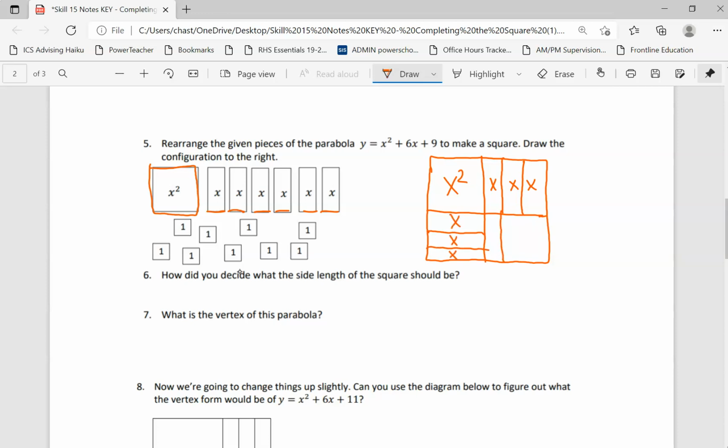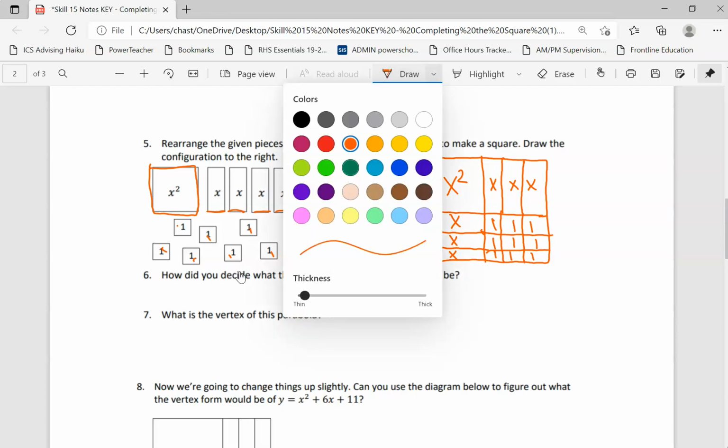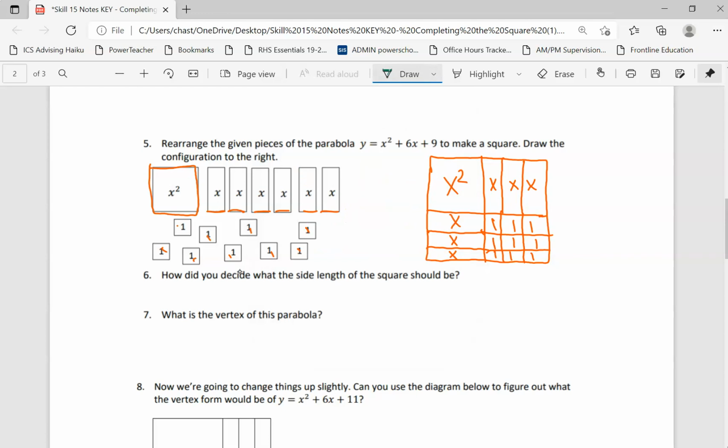And then, of course, we can extend these down. And we have 1, 2, 3, 4, 5, 6, 7, 8, 9 little squares. There's our perfect square. So now, what are the dimensions of this perfect square? Well, this is x plus 3, and this is x plus 3.